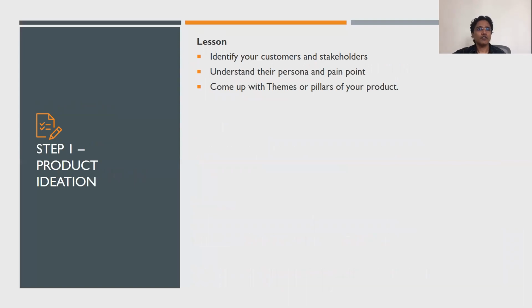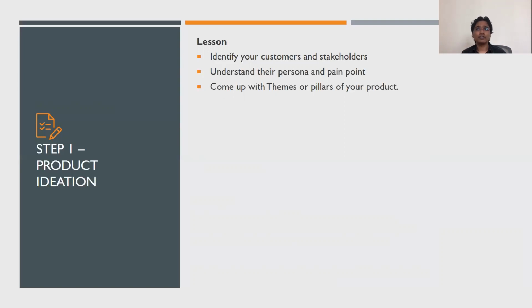All right, so step one is product ideation. In this step, we want to understand who our customers are and who the stakeholders are. You can have different sets of customers, and the stakeholders could be different from the customers. For example, in the case of our customer engagement platform, your customers could be the shoppers on the website, but your stakeholders could be more than that. It could be your tech team, your leadership, the marketing managers, and some operations team who are all involved to make the platform run and execute.